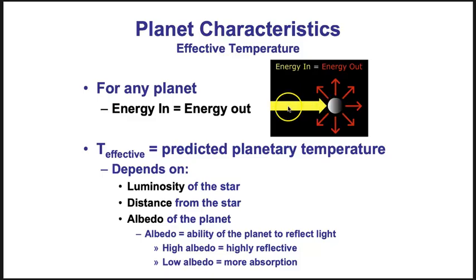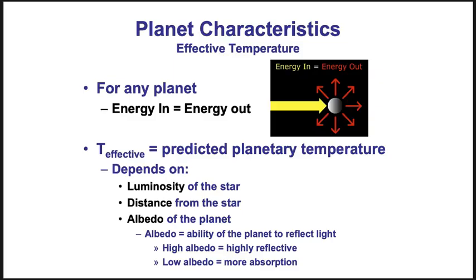And so if the light comes in, hits the planet, and then just reflects off into space, then it's not absorbing that energy, and that energy that gets reflected can't warm the planet up. A planet with a low albedo reflects less light, and so it absorbs more light. And if it absorbs more light, then it's going to warm up the planet more.